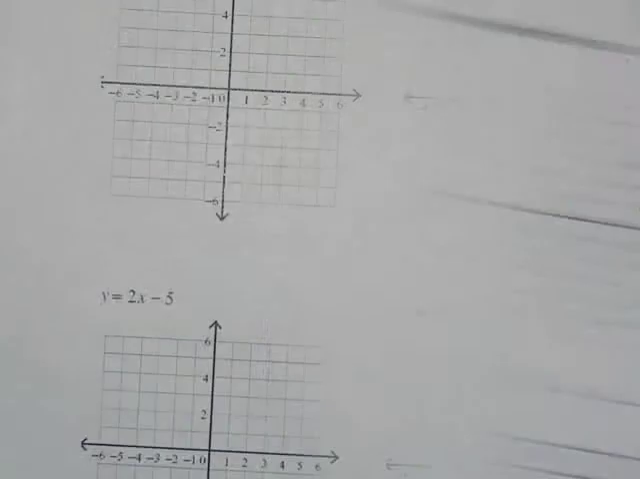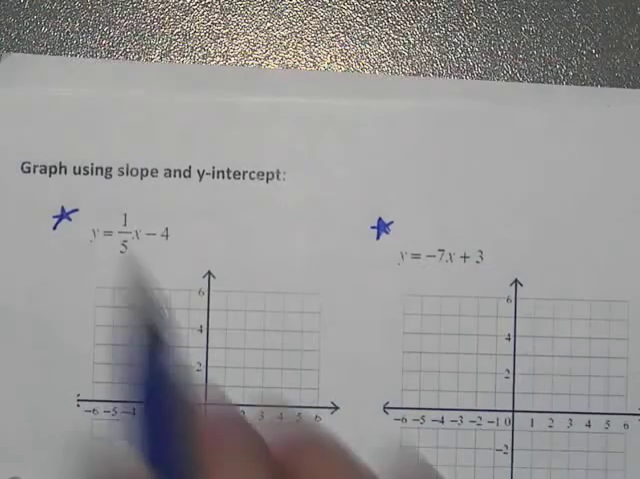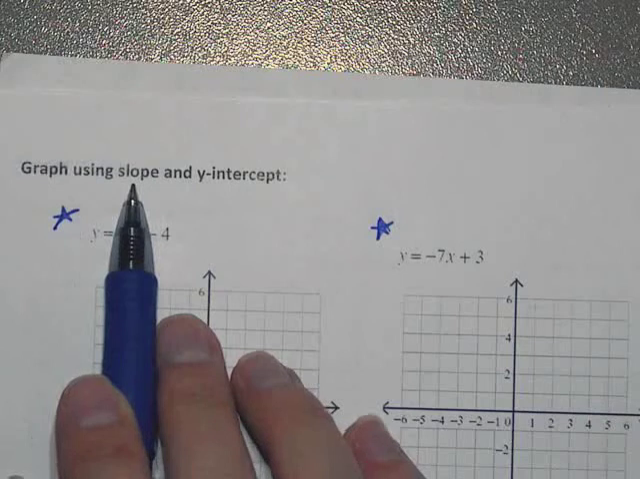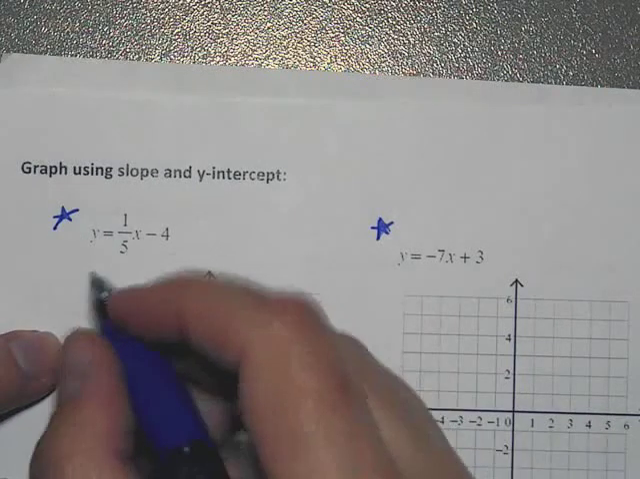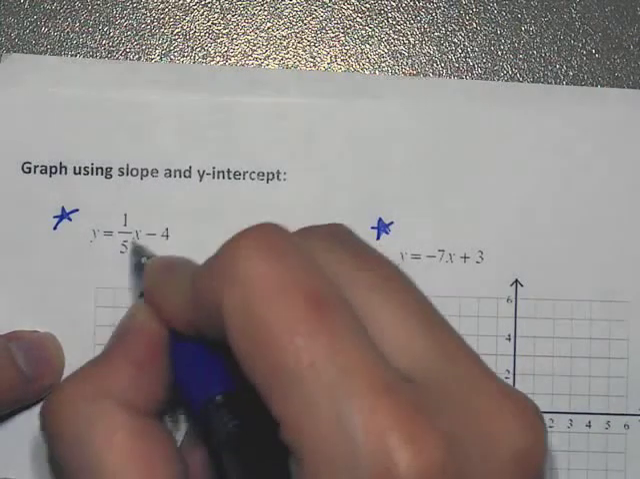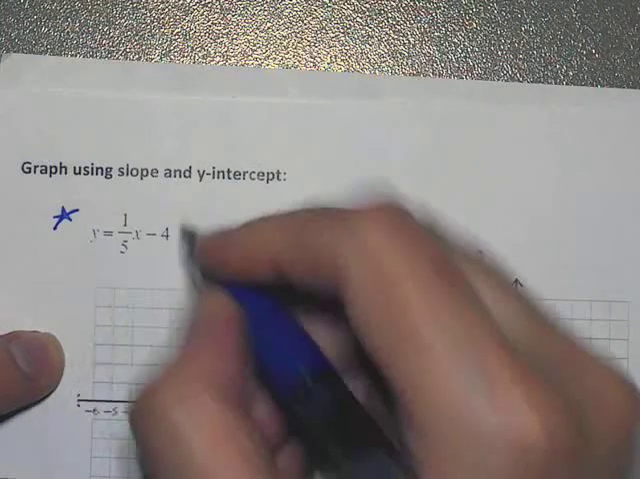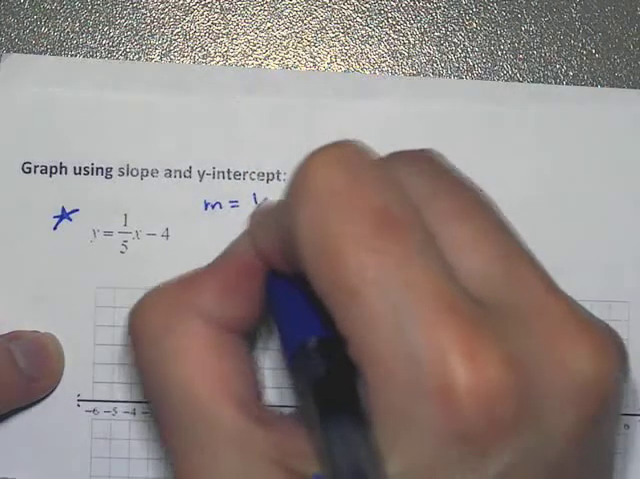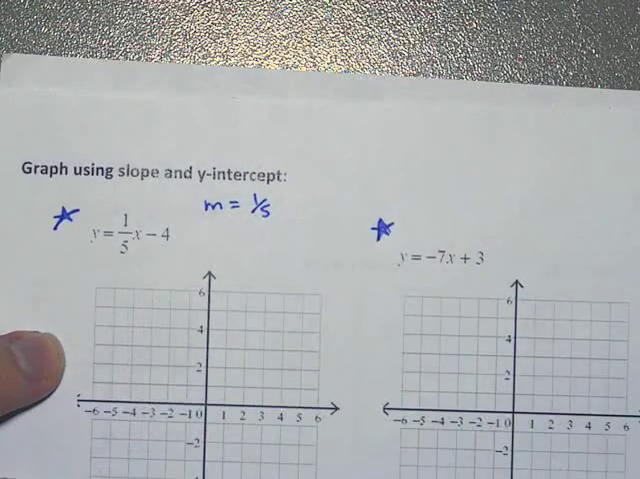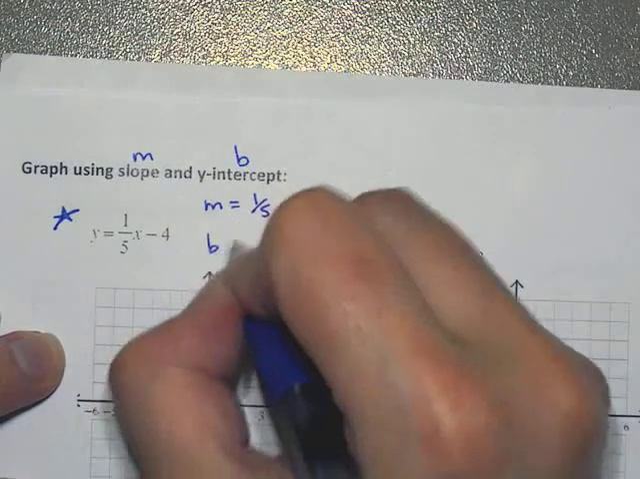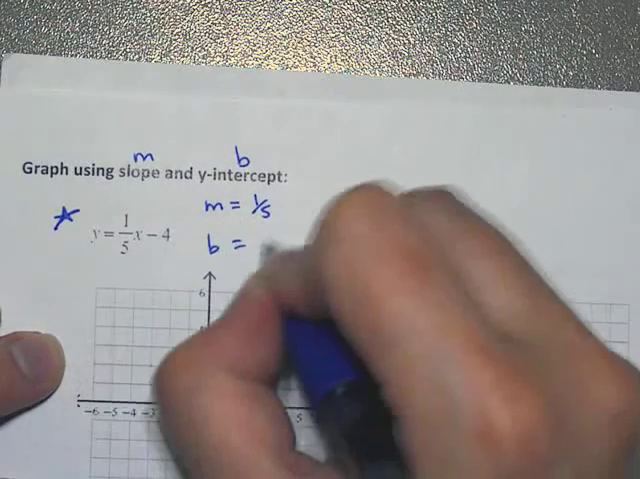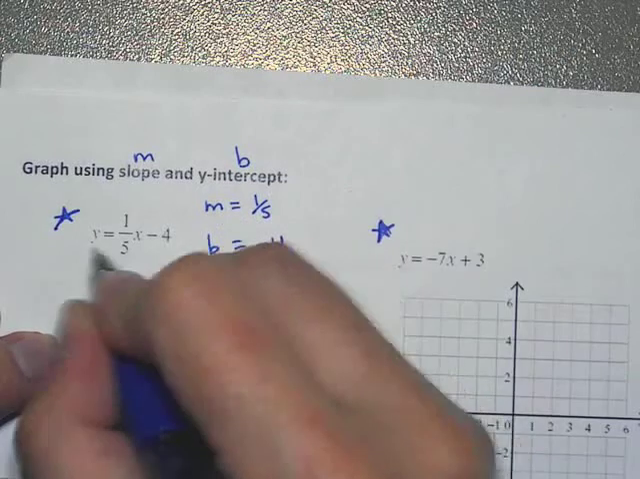All right, now flipping your page over, we're going to take a look at a couple problems where we're graphing now with the slope and the y-intercept. So my slope on this problem, again, like we just said, the slope is the number attached to x when y is alone. So the slope is 1/5. And the y-intercept, we use the letters m and b to represent this. So b, the y-intercept, is -4. It's that other number when y is by itself.